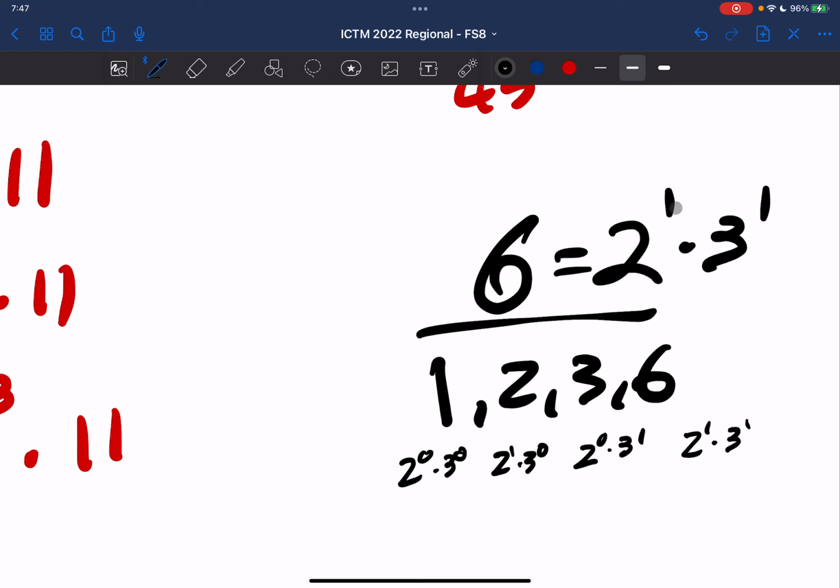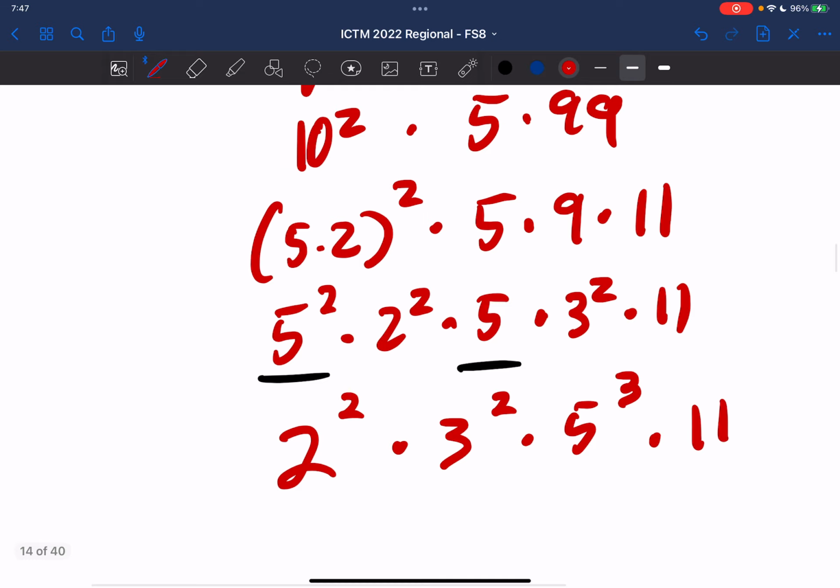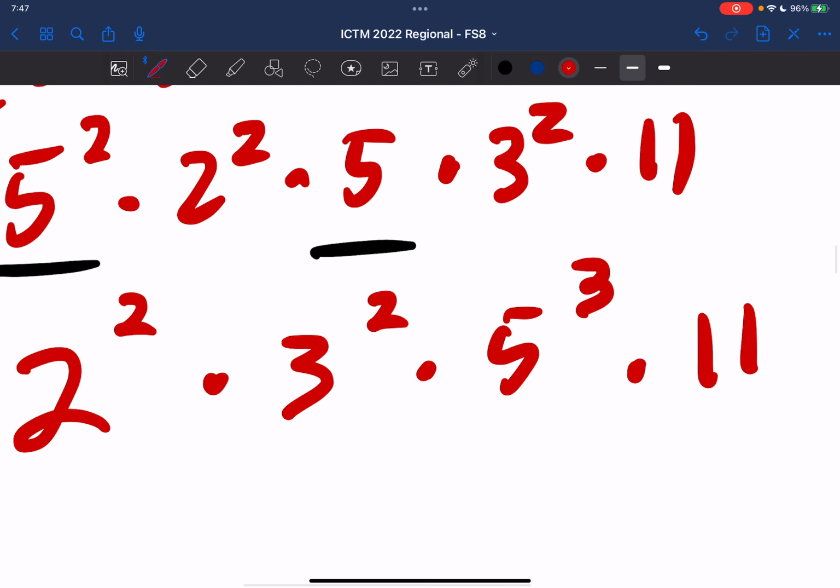So basically what we say is, well, 2 could either have a power of 0 or 1. 3 could have a power of 0 or 1. So there's 2 options here, 2 options here, so 2 times 2 is 4. So we take that same logic over here. Let's put a 1 here on 11.